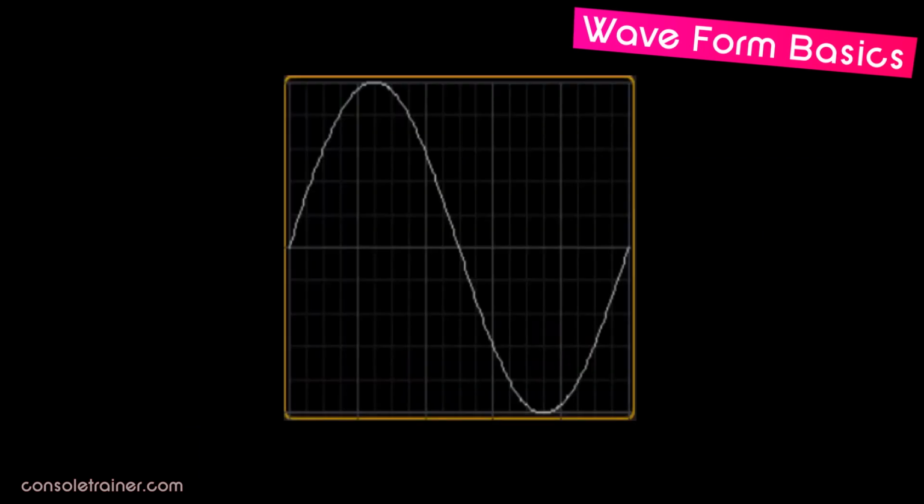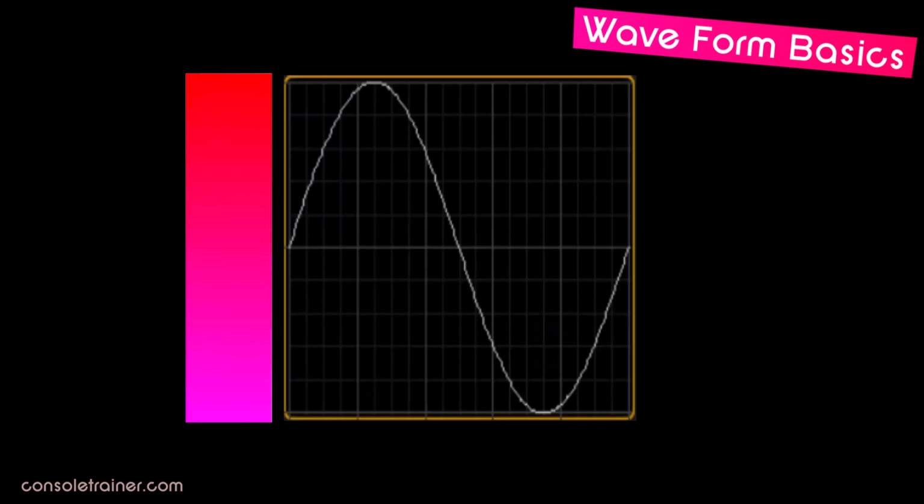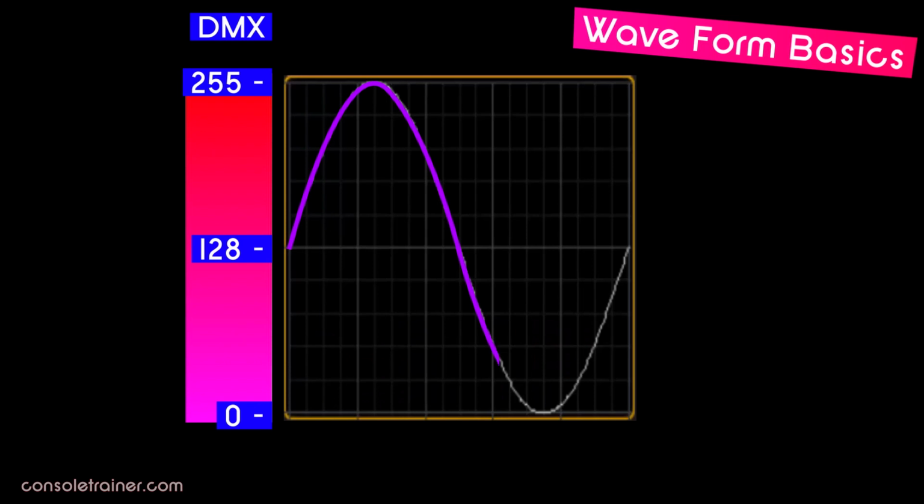Now let's take a look at how the MA is going to apply this waveform. Every wave is applied directly to a DMX channel. So imagine that this vertical line represents DMX values between 0 at the bottom and 255 at the top. As we travel along this waveform, we start right in the middle at 128, and roll up to 255 at our crest, then down to zero at our trough, and back up to 128 before we continue on to the next waveform and do the same thing again.